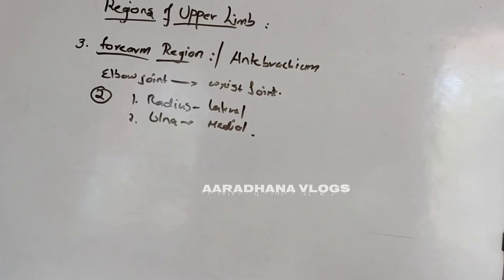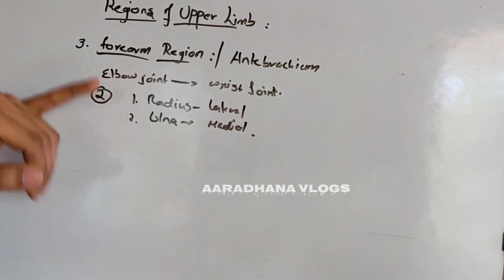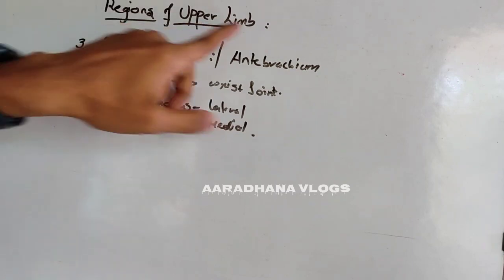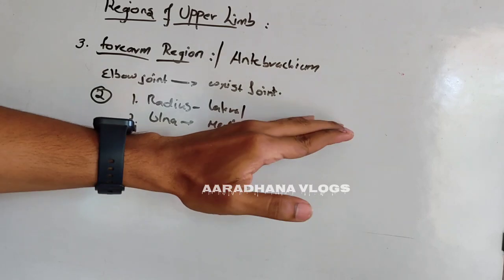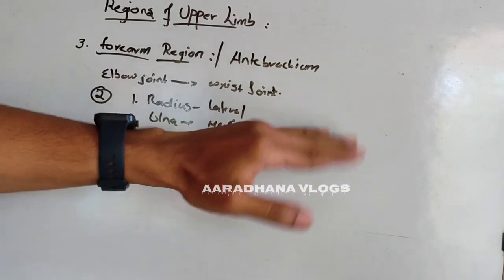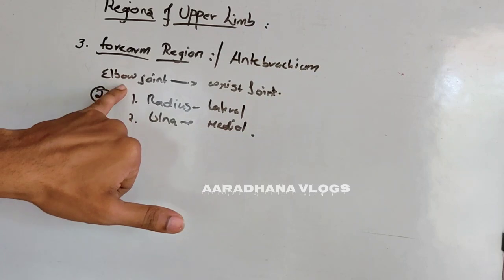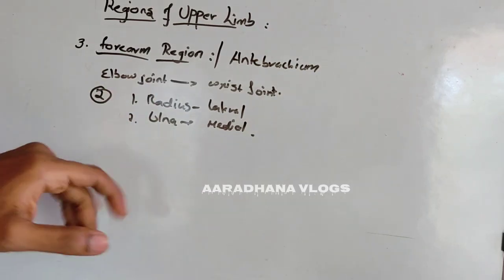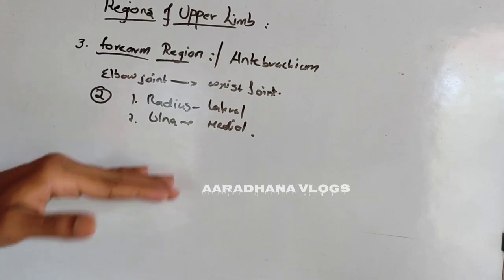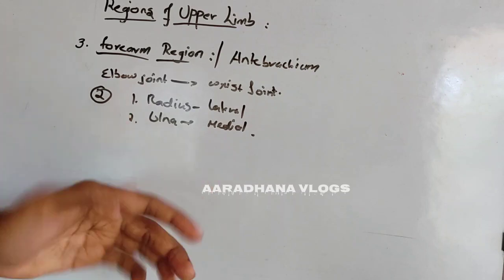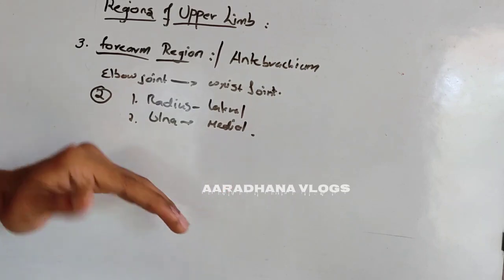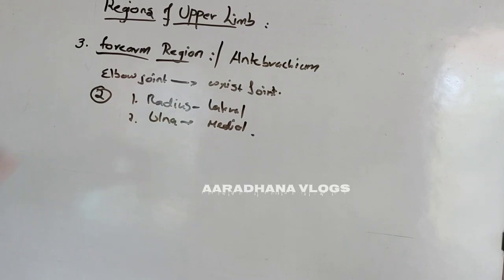At their upper end, the radius and ulna's upper ends meet with the lower end of the humerus, and that forms the elbow joint. Because the humerus bone comes in the arm region, the humerus bone's lower end and the radius and ulna's upper end meet to form the elbow joint. Similarly, on the lower side, the lower ends of the radius and the ulna meet with the carpal bones to form the wrist joint. So the elbow joint is formed by the humerus, radius and ulna.